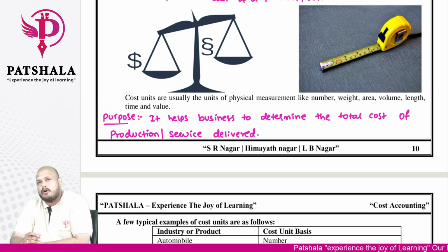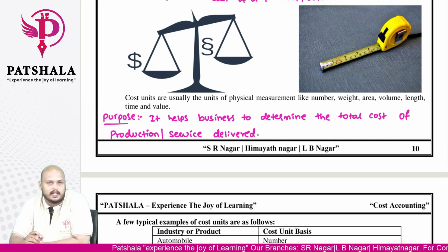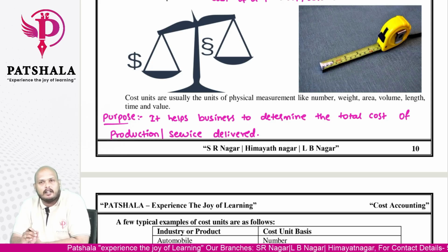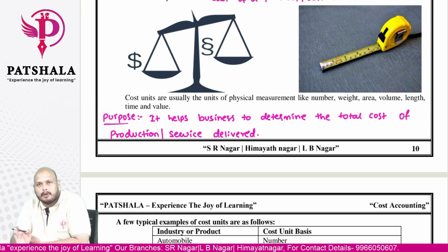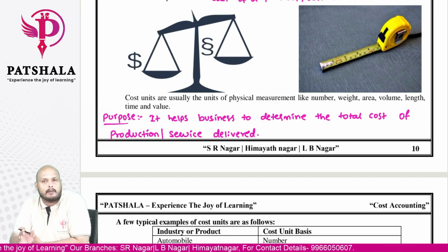If you are going to a hospital, generally they will take per patient, correct? If you are going with 2-3 patients together, still they will charge per patient. They will charge per patient separately. If you are going to a hotel for eating, a buffet, they will charge per buffet or otherwise per meal, per plate. So that is called here a cost unit.